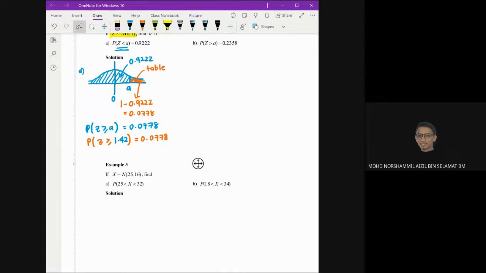Z greater than or equal to 1.42 gives exactly the probability that we want. So what does it mean? By comparison, A is 1.42. Is it okay? Okay, we compare. Alright, so we are done with part A. Let's move on to part B.